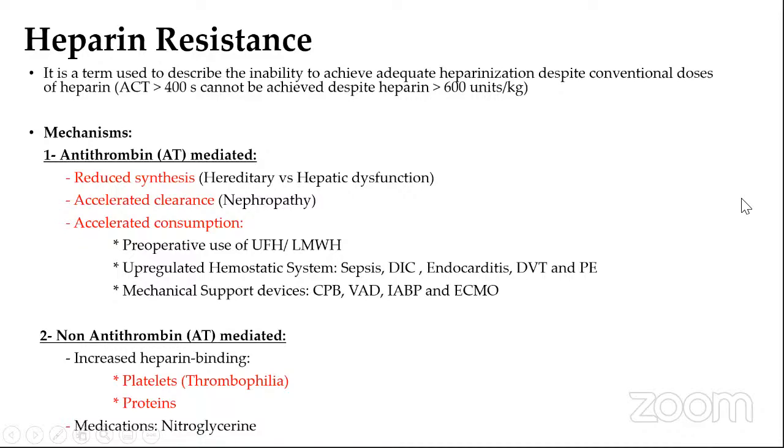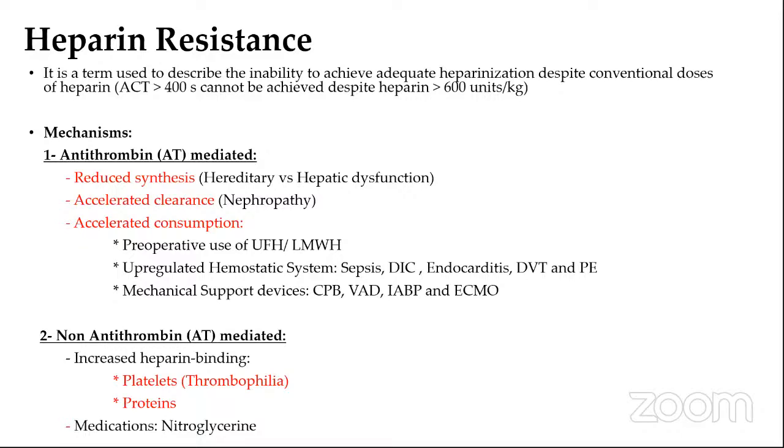The mechanism, as we mentioned before, if you know how the heparin works, you can guess the mechanism as well. So mainly it's antithrombin 3 mediated, although you still have non-antithrombin 3 mediated. So let's talk about the antithrombin 3 mediated causes of heparin resistance. First of all, if you have a reduced synthesis of antithrombin 3, and this can be hereditary or in case of liver dysfunction.